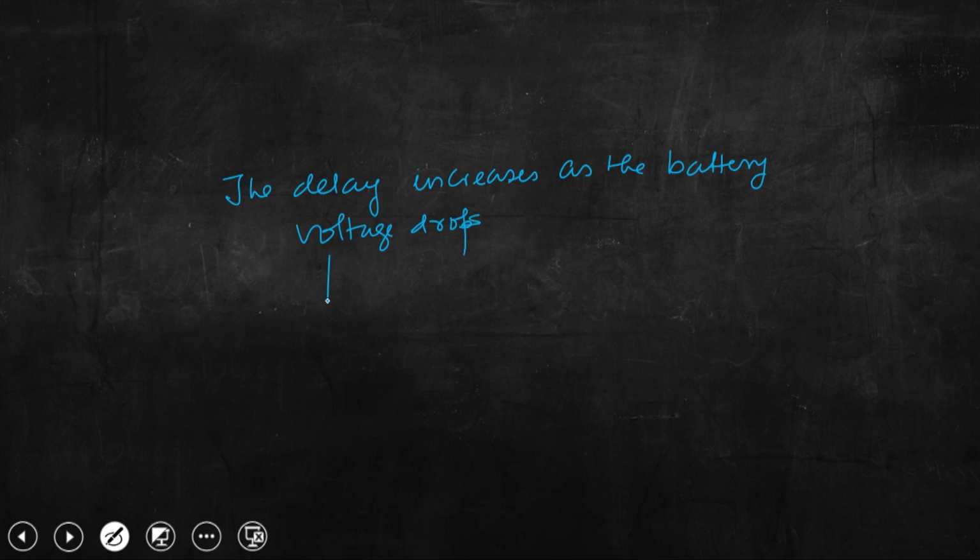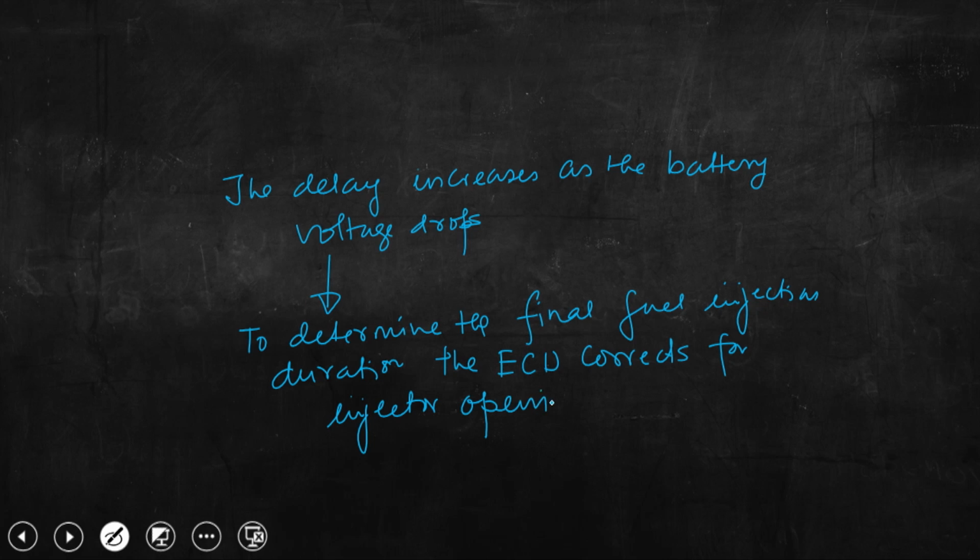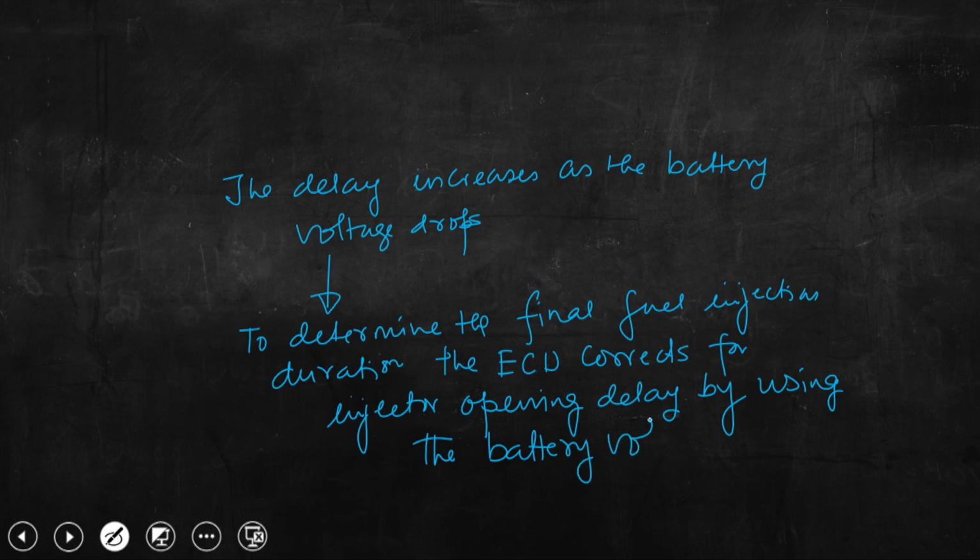Right. So, to determine the fuel injection duration, or final fuel injection duration, the ECU corrects for injector opening delay by using the battery voltage correction factor, or coefficient. So, that is what you can understand.